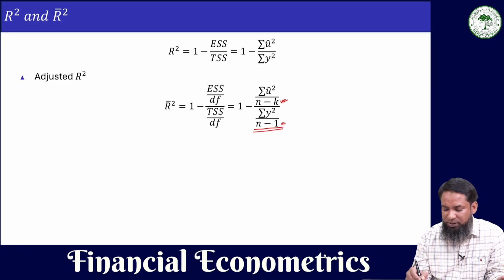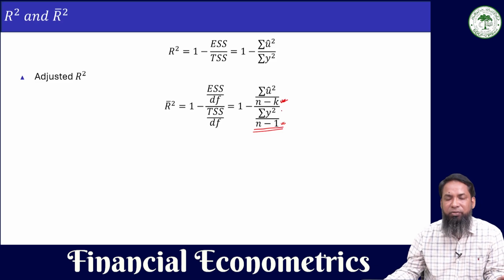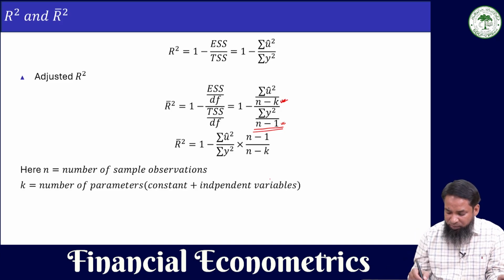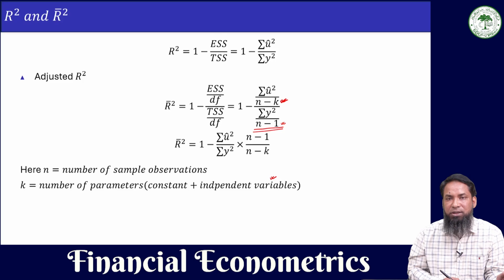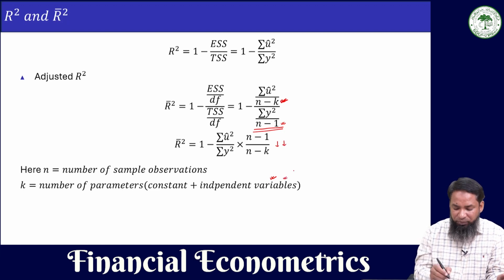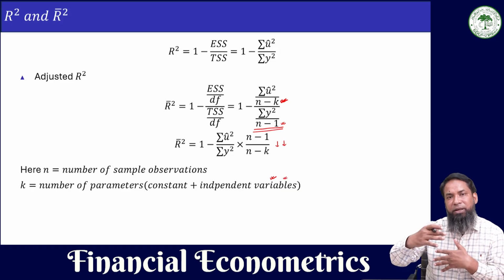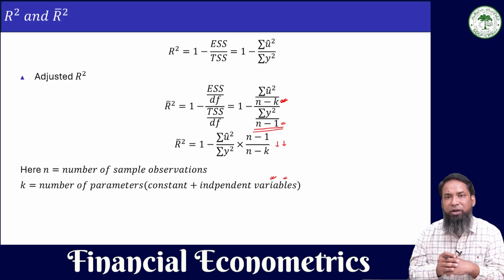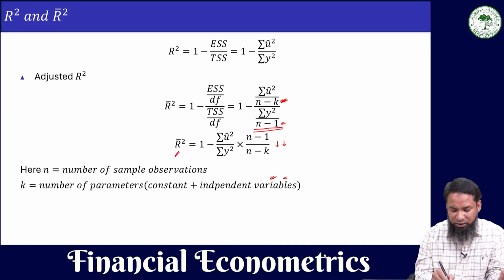However, this n minus k here, where the k is nothing but the number of parameters including the constant. So as we keep on increasing the number of independent variables or the regressors, the k will keep on increasing. That means this particular factor will be less and less as we keep on adding. Therefore, the automatic increment is now being taken care of by dividing with the degree of freedom. That's why we now call it adjusted R square.